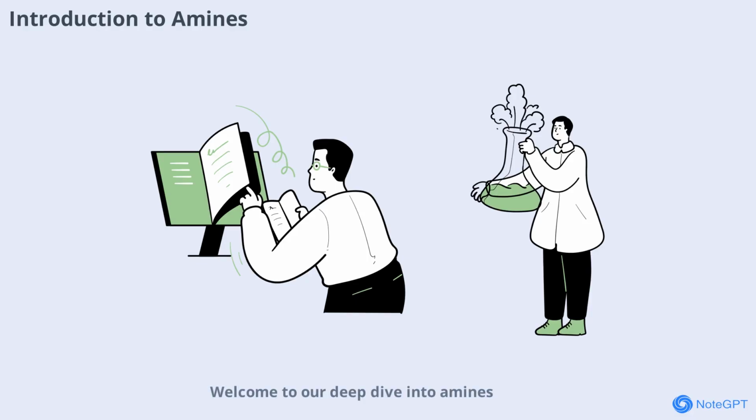Welcome to our deep dive into amines, a fascinating and vital class of compounds in organic chemistry. Amines are organic derivatives of ammonia, where one or more hydrogen atoms are replaced by alkyl or aryl groups. Their unique structure and reactivity make them crucial in both biological systems and industrial applications. In this video, we'll explore the classification, properties, synthesis, and uses of amines, ensuring you gain a comprehensive understanding.